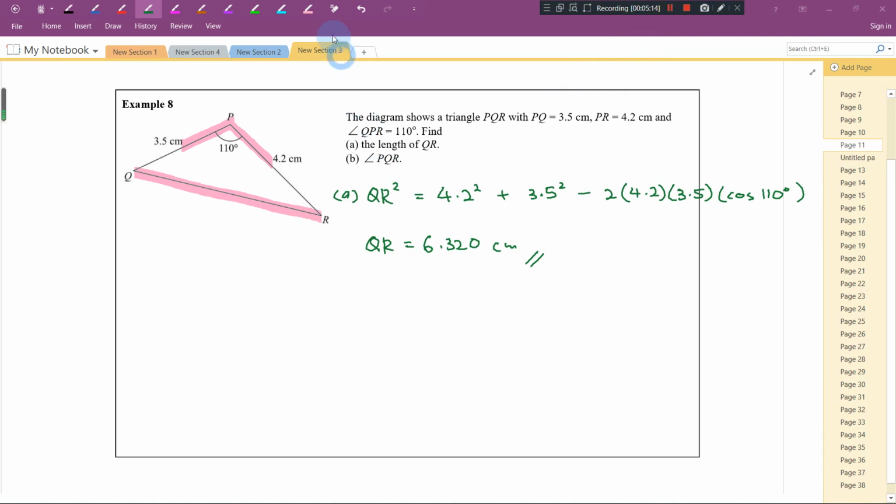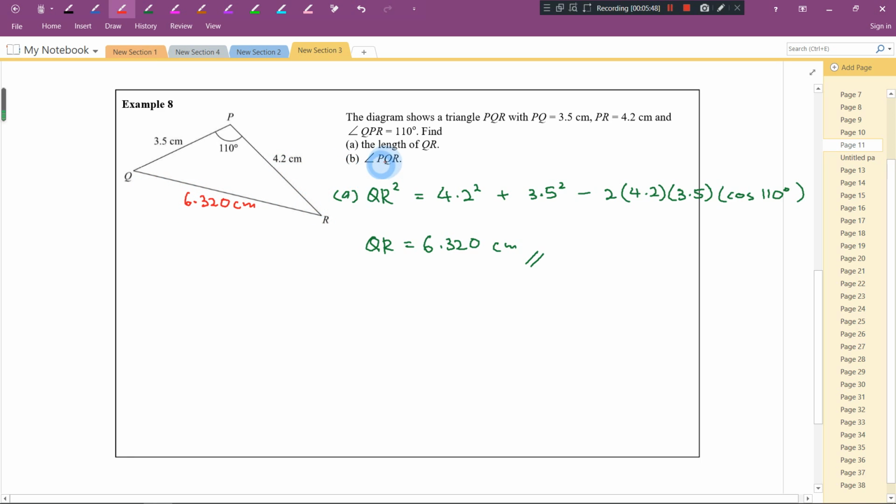Once you get the answer, I will always suggest you write down or transfer these answers into the diagram, so it is easier for you to solve the next part. Sometimes you will need to use it to help you find the answer for the next part. So QR is 6.320. I would suggest you label it with pencil, so if you label it wrongly, it's very easy for you to erase it.